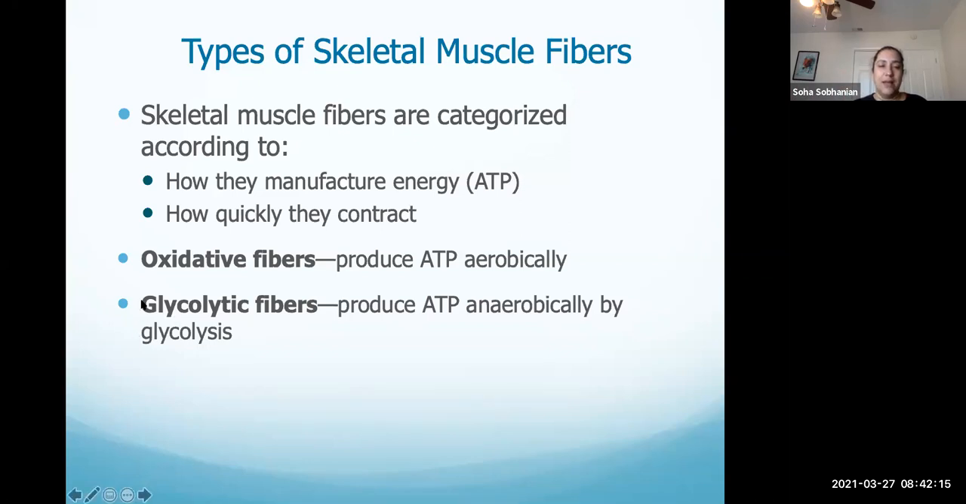And look at the similarity of the word. Glycolysis, so the muscles are called glycolytic. Now, make a notation for yourself. Aerobic process produces a significant amount of ATP. Anaerobic process, which is the same thing as glycolysis, produces little ATP.